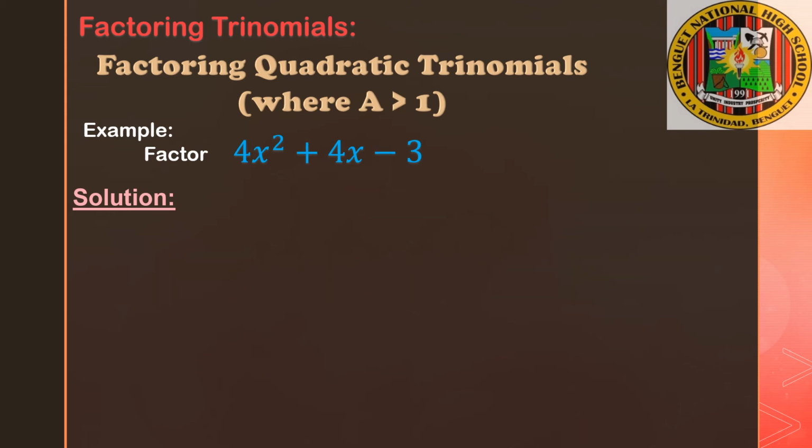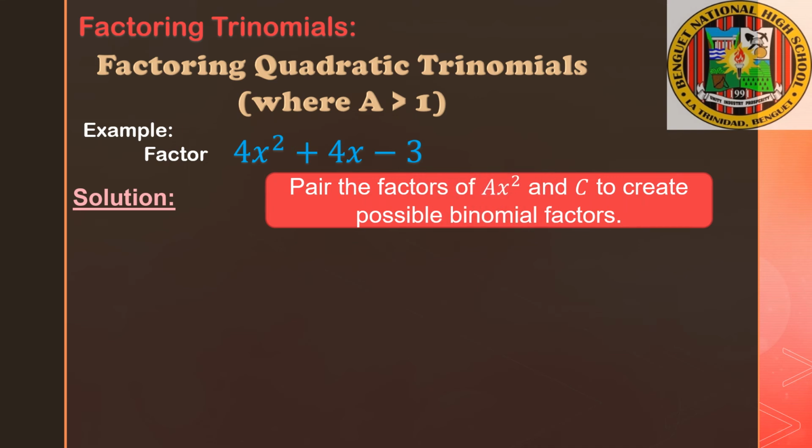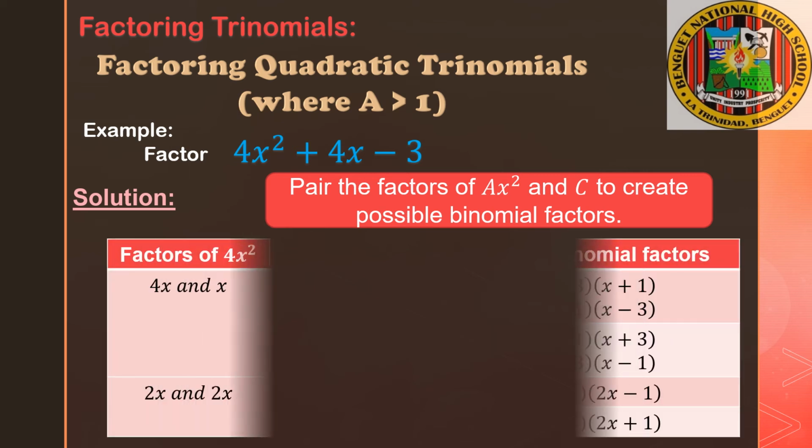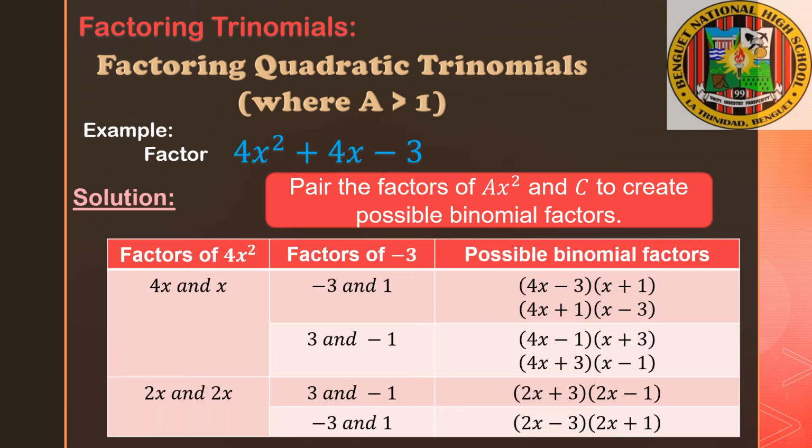Next, we write down possible binomial factors based on the combination of the factors of the first term 4x squared with the factors of the last term negative 3. Looking at the table we've made, we can see that we have a few possible binomial factors. Take note of them as we move on to the next step.